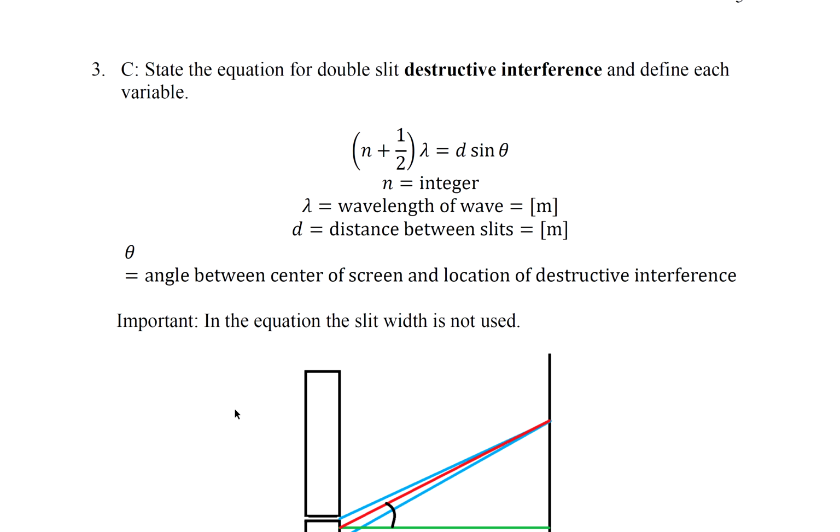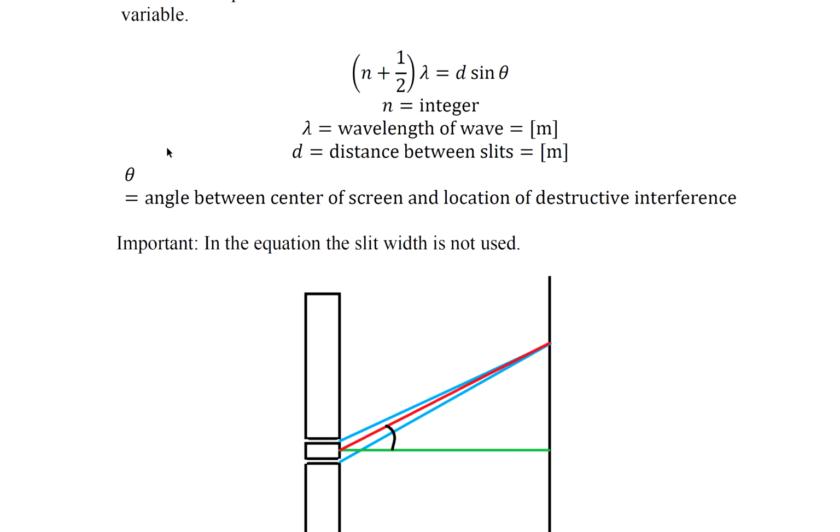Okay. So let's state the equation for double slit destructive interference. So instead of n, we have n plus 1/2.